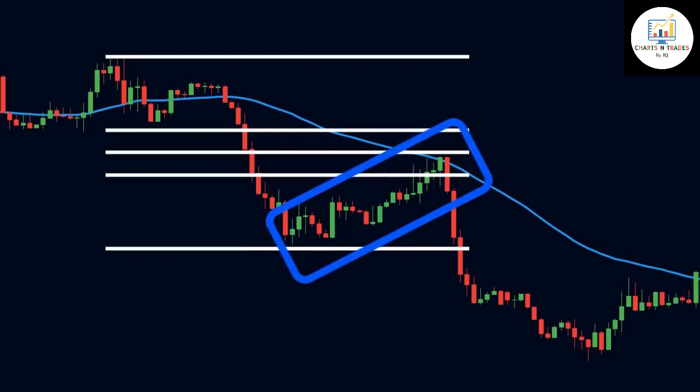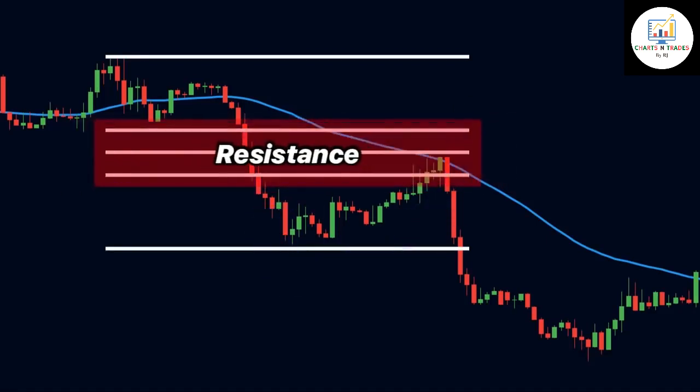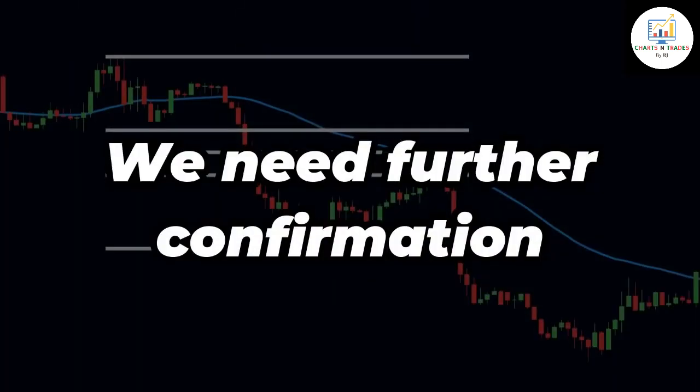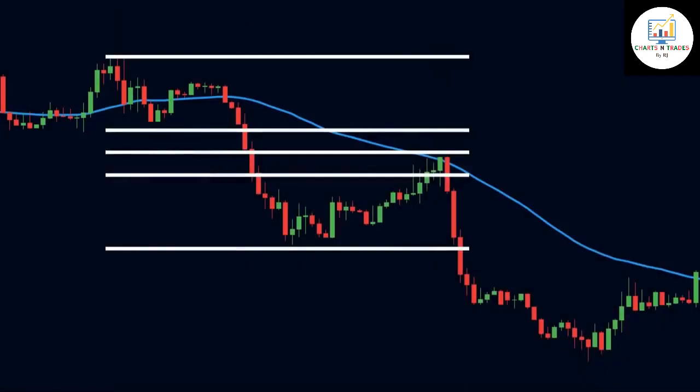When the price starts to make a pullback, we know that the price will find resistance at one of these levels and start another down move. But we cannot simply place a trade on the basis of the retracement tool alone. We need further confirmation.